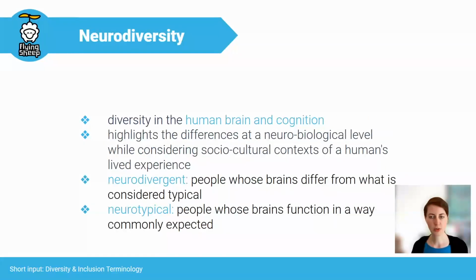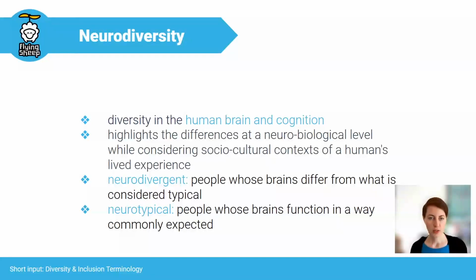The next term I'd like to cover is neurodiversity. Neurodiversity refers to diversity in the human brain and cognition. So, for instance, in sociability, in learning, attention, mood, but also other mental functions. Neurodiversity provides a very inclusive view of cognitive diversity because it highlights the differences at a neurobiological level while also considering the socio-cultural context of a human's lived experience.